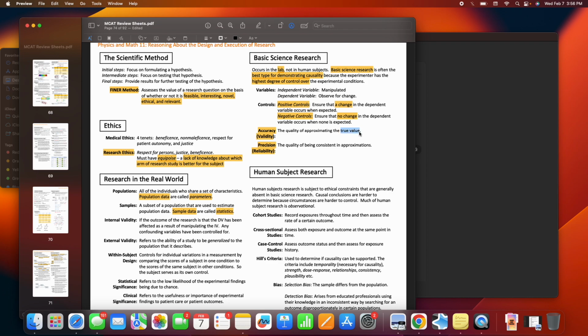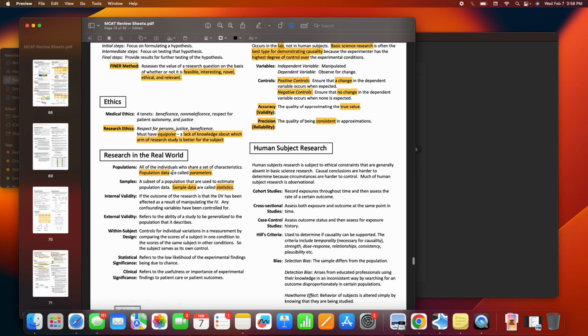So, true value, validity, and consistency comes with precision and reliability. Now, for populations, your population data are called parameters. For samples, which are a subset of a population, you estimate, and the sample data are called statistics.